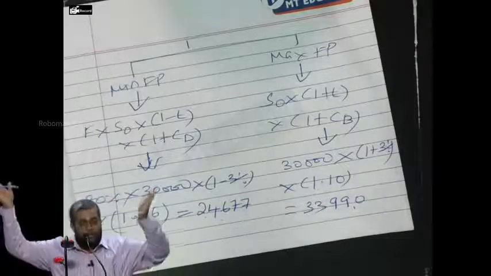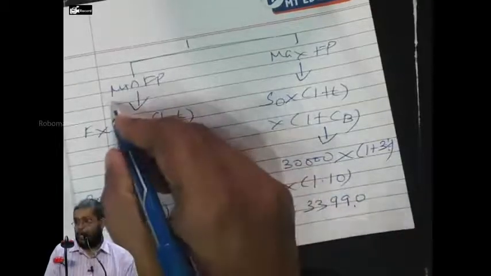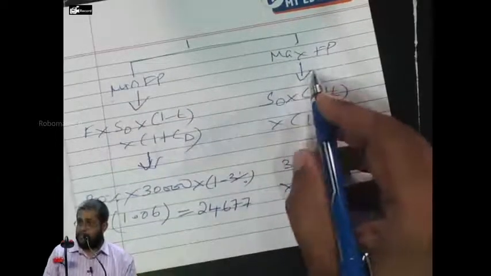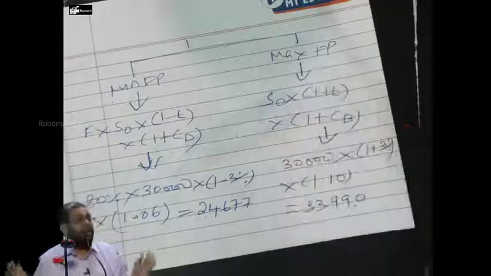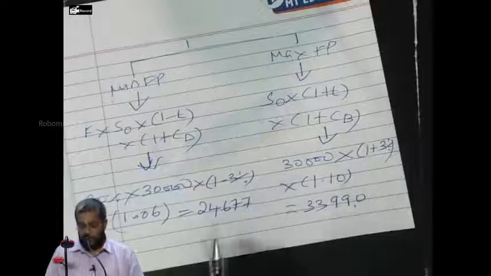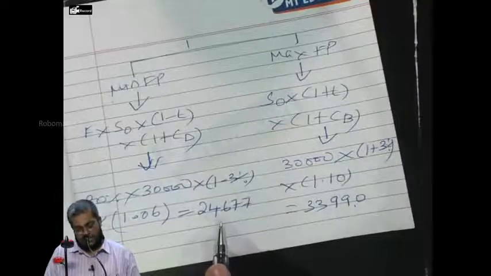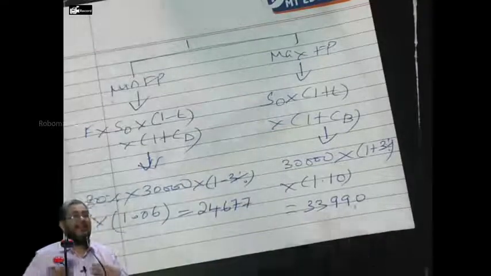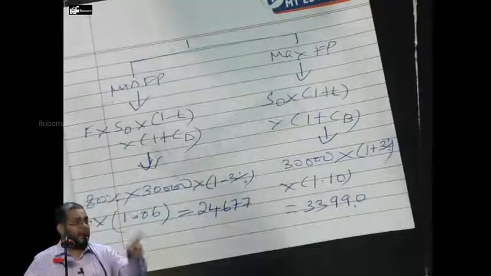Now it is between two, maximum and minimum. Below minimum, sell spot, buy futures. Above maximum, buy spot, sell futures, and you get arbitrage profit. Are you following what I am saying? Now, if it is between 24,677 and 33,990, as an investor, I cannot make any profit in the futures market.